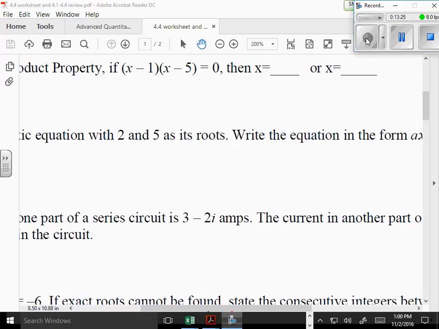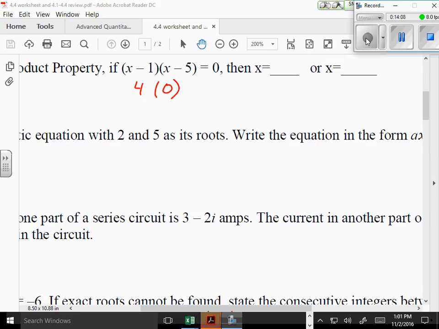Here's what we learned in number 1. What is x going to have to be? They've already factored this quadratic. They've already broken it down into two binomials. So if x minus 1 times x minus 5 is 0, then x either has to be 1 or 5. If x is 1, you get 0 times negative 4, which is 0. If x is 5, you get 5 minus 1 is 4 times 0, which is still 0.